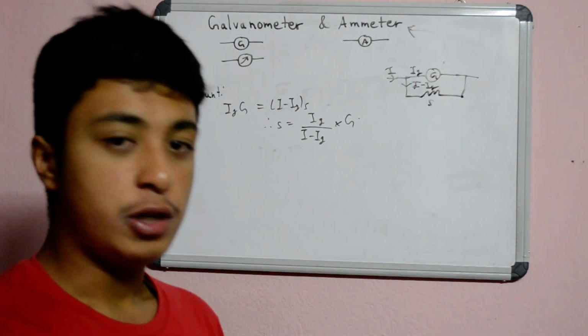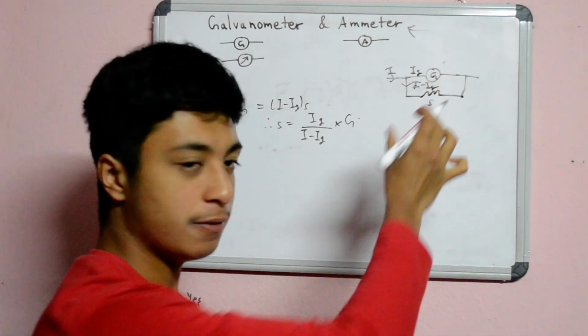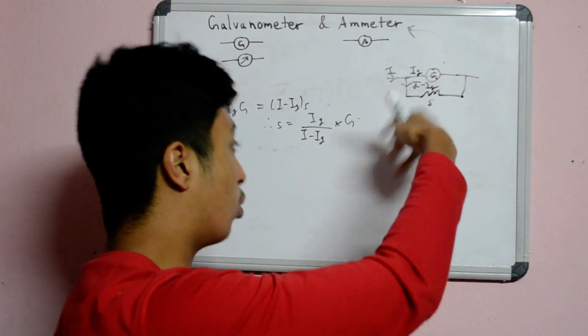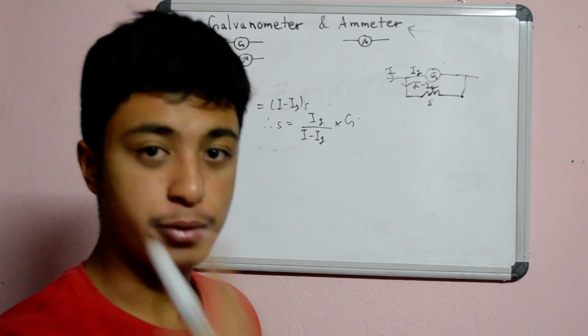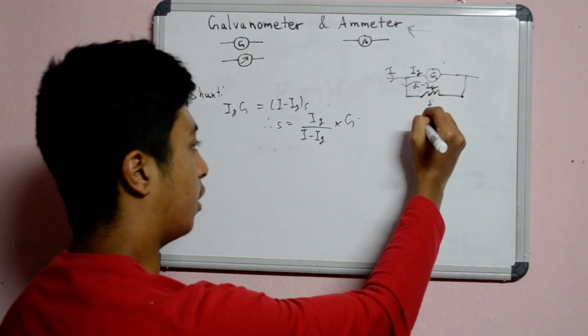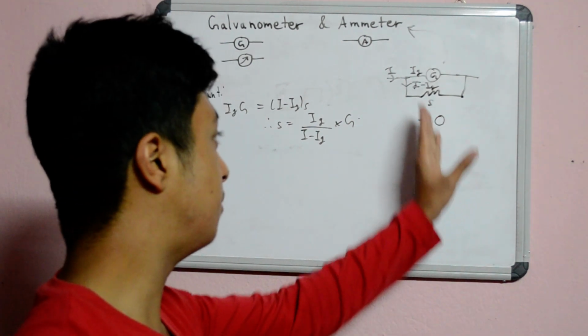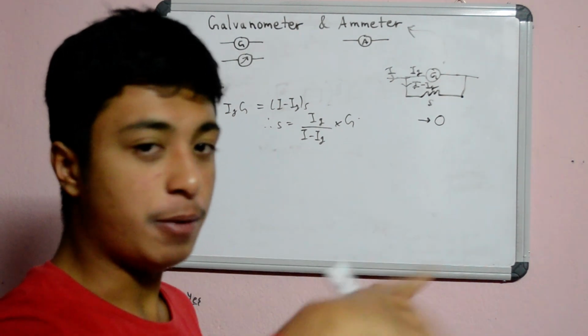And as I talked earlier, if you decrease the value of S, the resistance, that means more and more current can go through galvanometer, thus increasing the galvanometer's range. That means the ideal resistance of the shunt goes to 0, right? Because if it goes to 0, that means galvanometer can read high amounts of current.